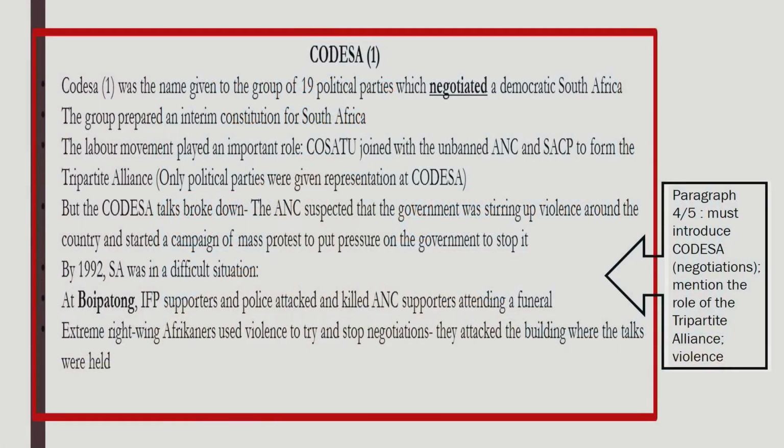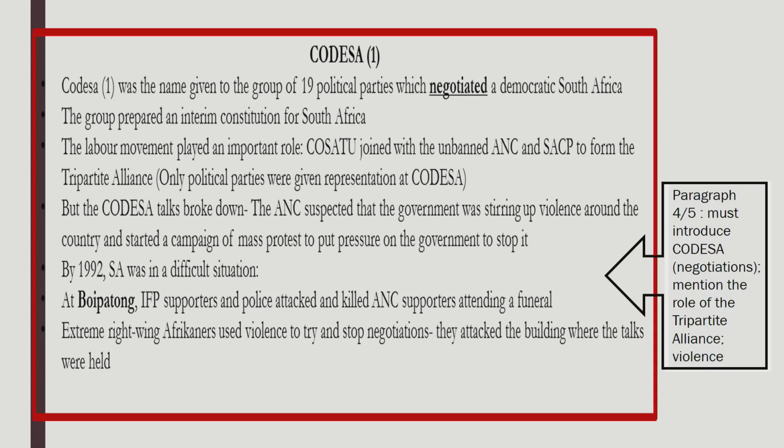It goes on. But CODESA talks would eventually break down. The ANC suspected that it was actually the government that had sent in the third forces and was stirring up violence around the country, and that they would start a campaign as a result of mass protests to put pressure on the government to stop it. By 1992, South Africa was in a difficult situation, grade 12s.